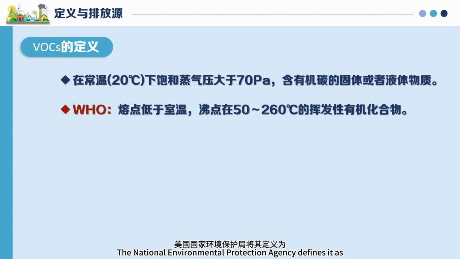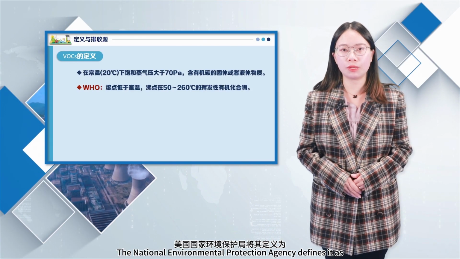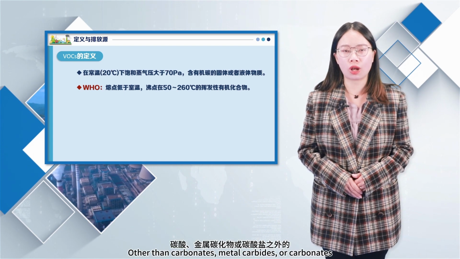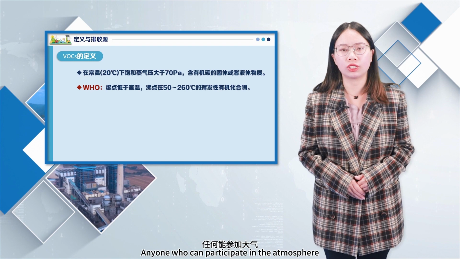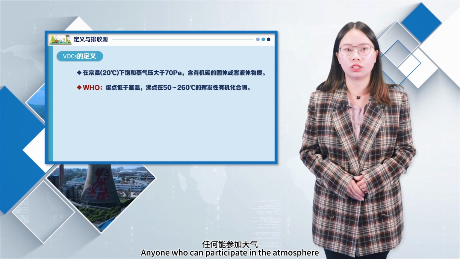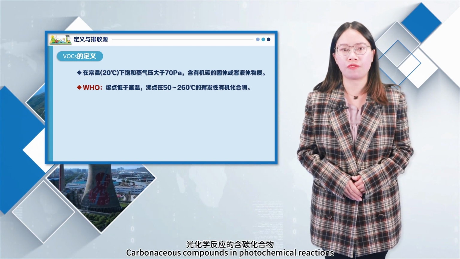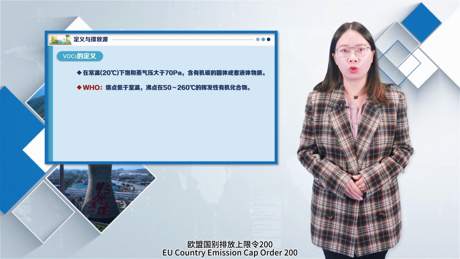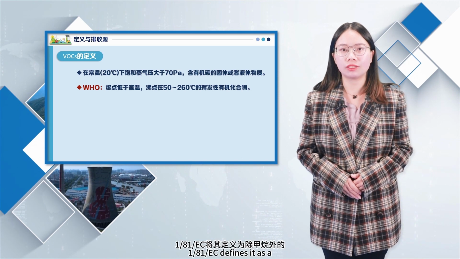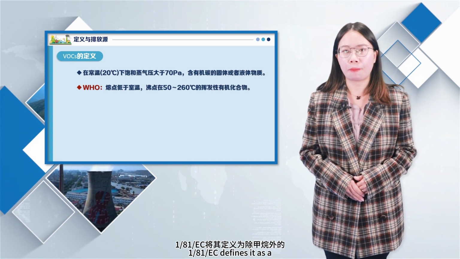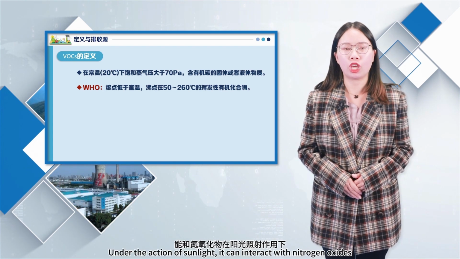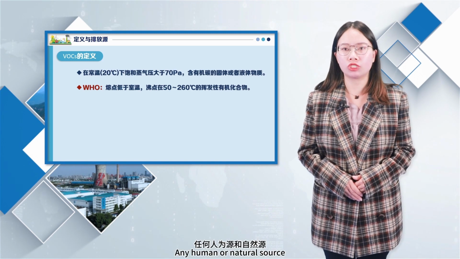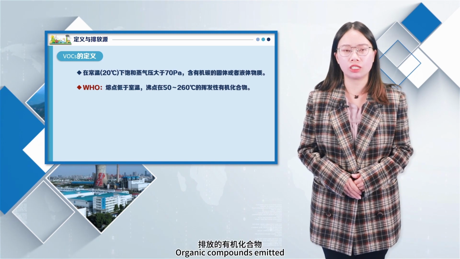The National Environmental Protection Agency defines it as carbon-containing compounds, other than carbon monoxide, carbonates, and metal carbides, that can participate in photochemical reactions in the atmosphere. The EU Member State Emission Ceiling Directive 2001/81/EC defines it as any organic compounds emitted from human or natural sources that, under the action of sunlight, can react with nitrogen oxides.